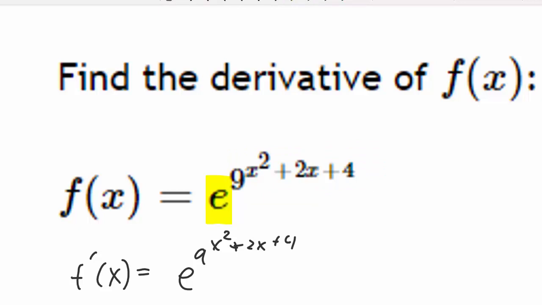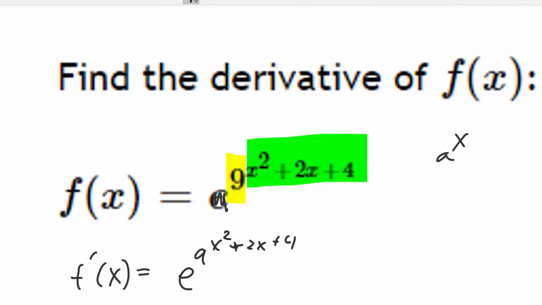I'm going to get rid of the color so I can use that here. We have a number raised to a variable. So what function do we have? Oh, look at that. It's another exponential function. So what do we do for exponential functions? You copy it down just like it is.